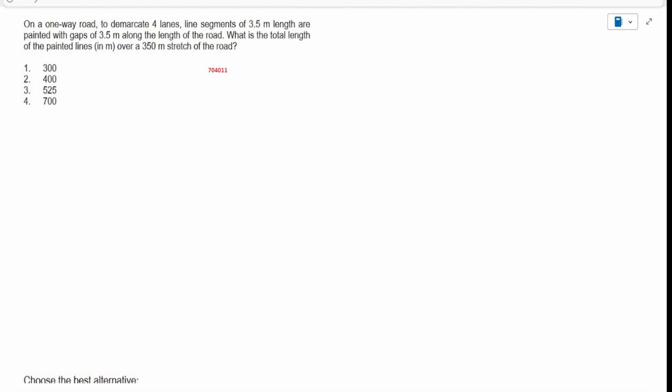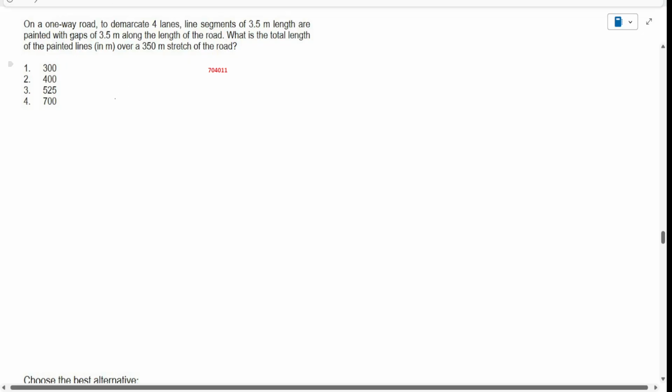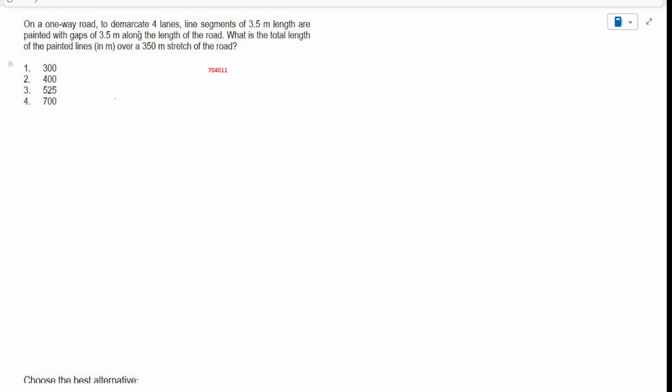Next question. This is also a very nice question. On a road, to demarcate 4 lanes, line segments of 3.5-meter length are painted with gaps of 3.5 meter along the length of the road. What is the total length of the painted lines over a 360-meter stretch of road?